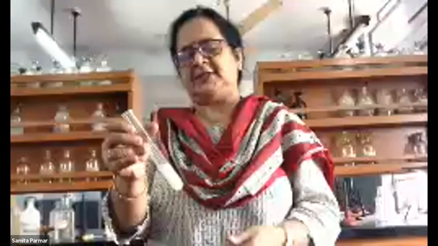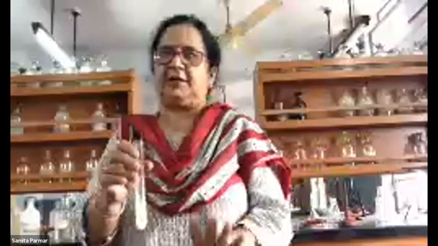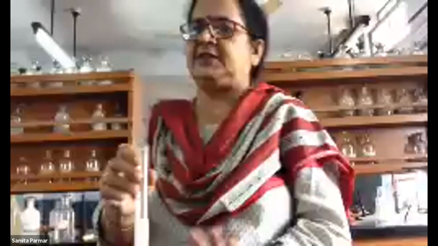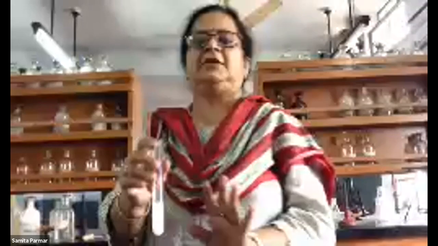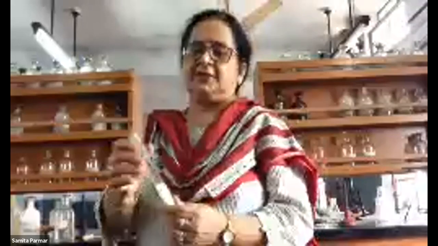Now, if I have to write the salt analysis, then two ions I have detected or identified. One is the aluminium ion that is present in group 3, and the other one is the sulfate radical.